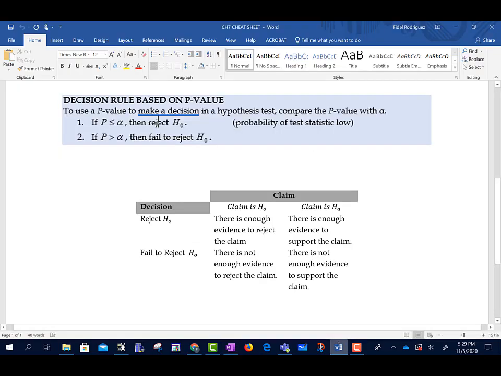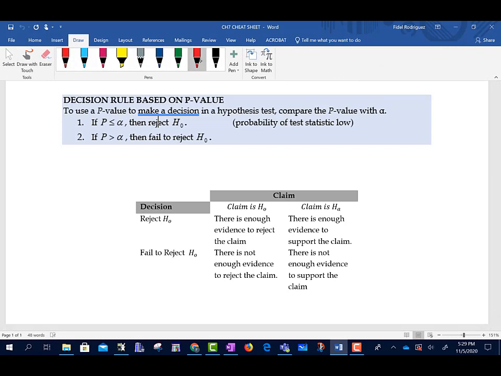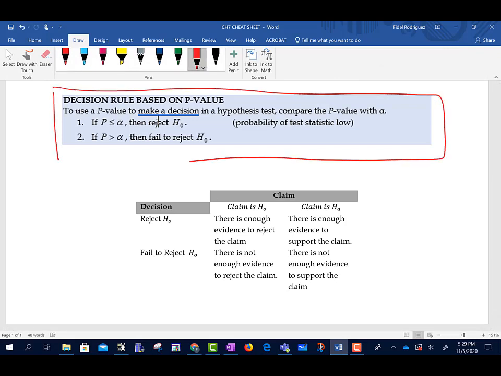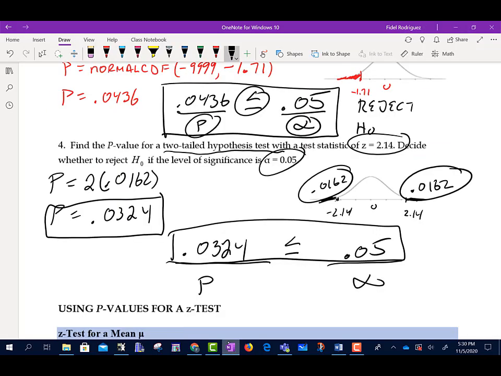So if you notice right here, let me see, I think I can draw on this. Yes, we can. So let's take a look at this right here. If p is smaller than or equal to alpha, what are we going to do? We're going to reject the null hypothesis. So here we're going to say we are going to reject the null hypothesis.